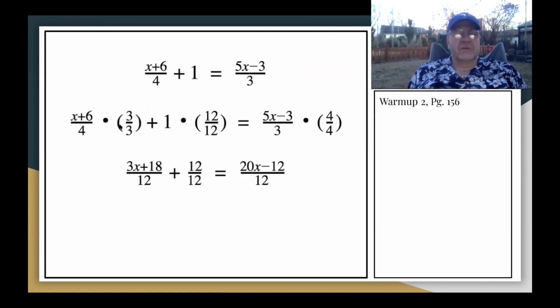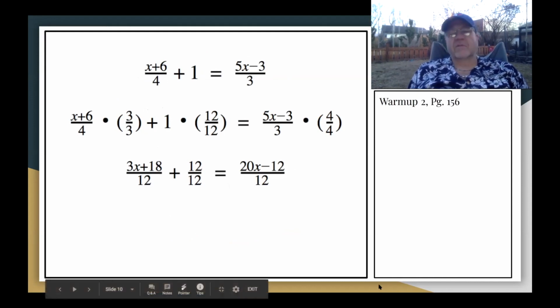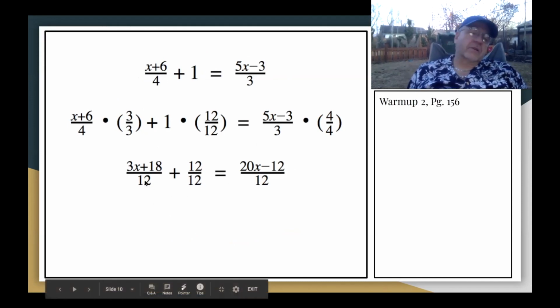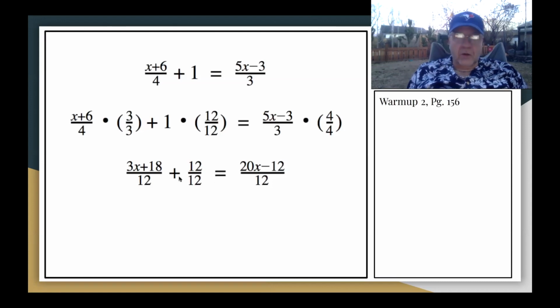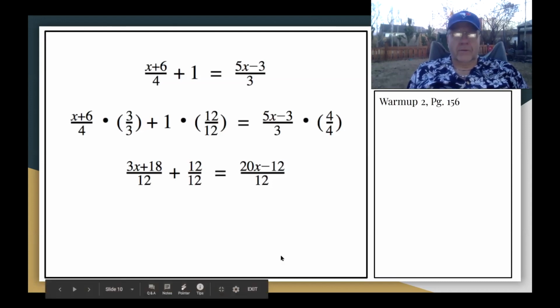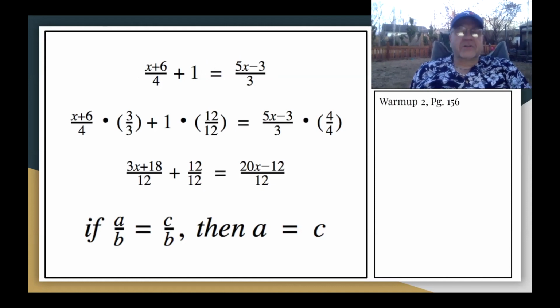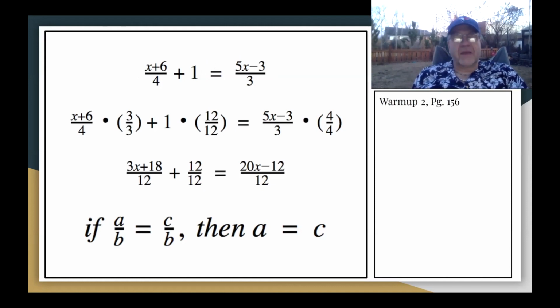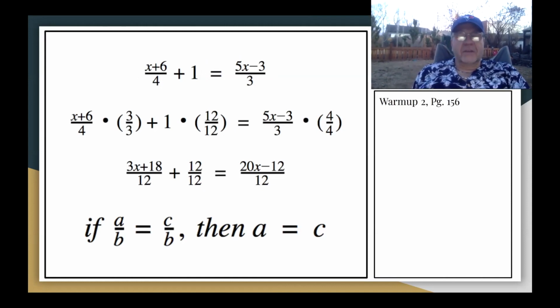So 3 times x plus 6 is going to be 3x plus 18 over 3 times 4, 12. 1 times 12 over 12 is simply 12 over 12. And 4 times this mess is 20x minus 12 over 12, okay? So now you see we've got the lowest common denominator across each term. Cool. All right, so I'm going to show you a little trick here now that's going to make our life a little simpler moving forward.